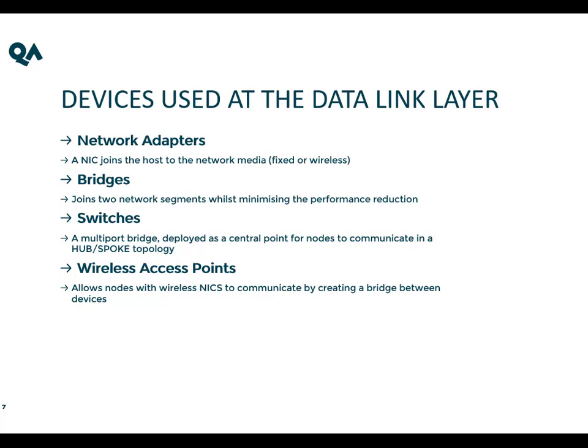We also have bridges. A bridge allows us to join two network segments. It minimises the performance reduction of having more nodes on the same network, because if we have two separate segments, we only need to pass data across the bridge if required. That saves us having to send packets to every single device. A bridge will have multiple ports, each of which will function as a network interface.